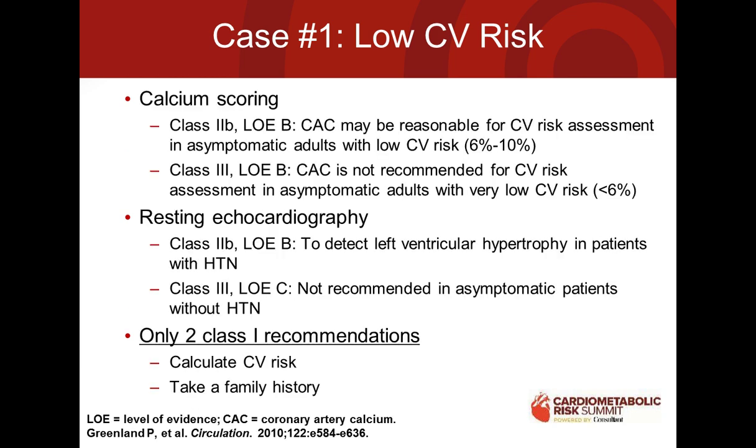So if we look at the guideline recommendations for what sorts of imaging should be done in this scenario, you will see a bunch of 2s, a bunch of 3s, which are don't do or you may consider doing, level of evidence B and C, but there are only two class 1 recommendations in low-risk patients, which are calculate their risk, and take a family history. So those are the only two things that are class 1.